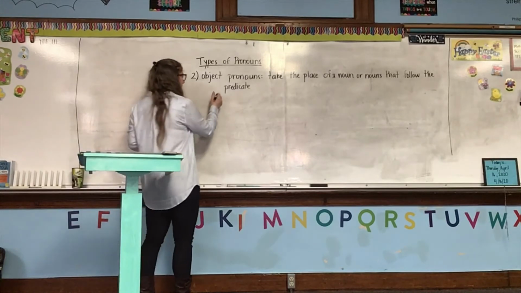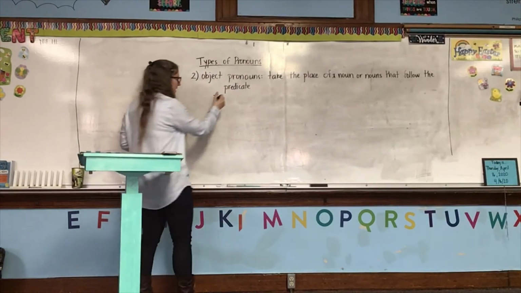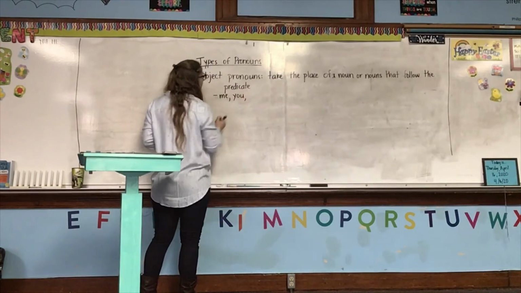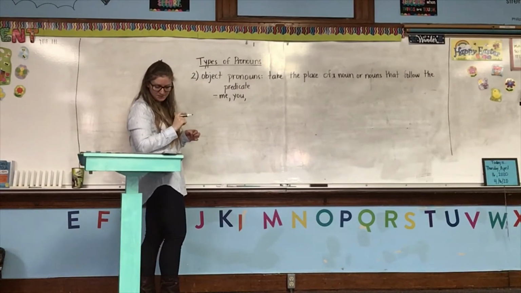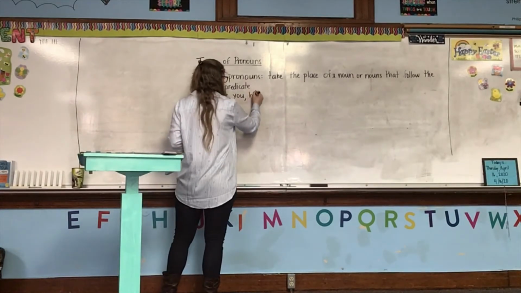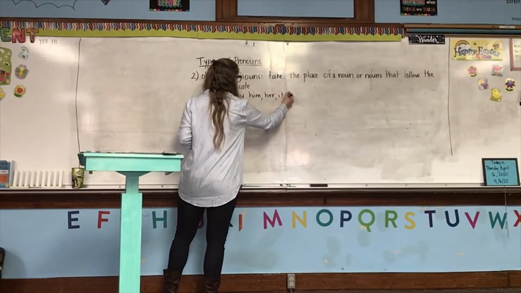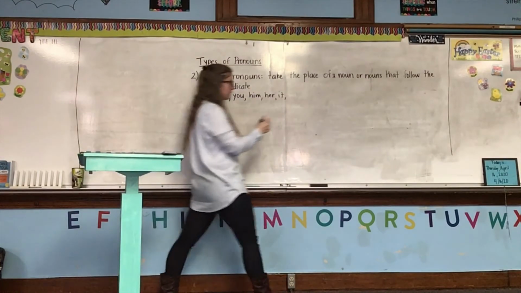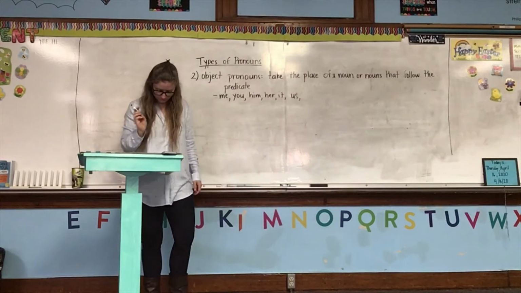So the object pronouns are me, you, which can be used as either one. That's kind of helpful sometimes. Him, her, it, which is another one that can be used for both. Us, and them.